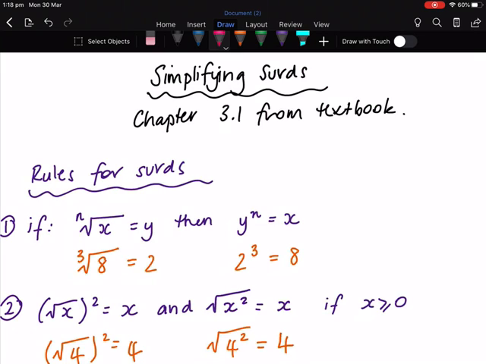Hello, so this is chapter 3.1 from the textbook, Simplifying Surds. So first of all, we're going to start with a few rules for surds.